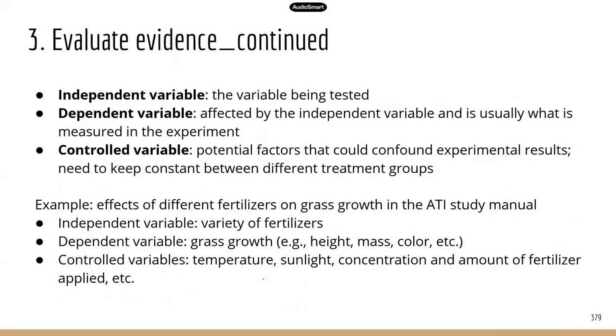Okay, now we mentioned a couple of different variables. So I just want to give you some definitions so you know what they are, because on TEAS you may see a question asking you which one is the independent variable and which one is the dependent variable. Independent variable is the variable being tested. So if you're looking at the effects of different fertilizers on grass, then the variable being tested is the different types of fertilizers, right? So type of fertilizer would be the variable. You can see here a variety of fertilizers.